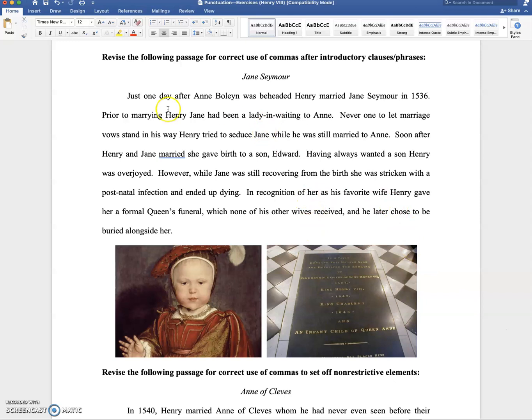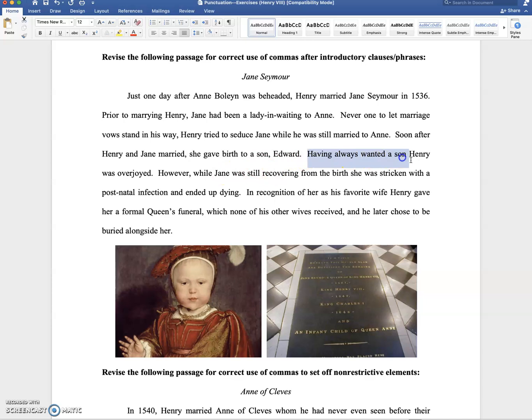Okay, so beginning here, this is an introductory prepositional phrase. It's an after phrase, so we've got to set that off with a comma, and that's the main clause. And then we have another introductory prepositional phrase that gets set off with a comma there. And then we have an introductory clause right here, because it's more than a phrase, it's got a verb in it. And then another introductory phrase there, so that gets a comma after it.